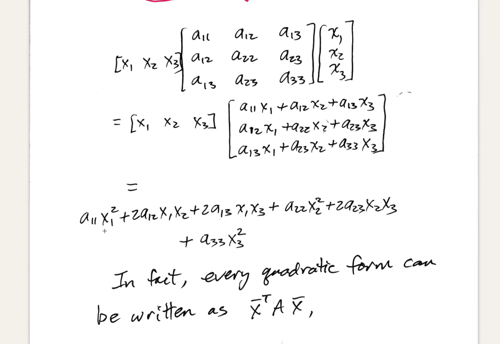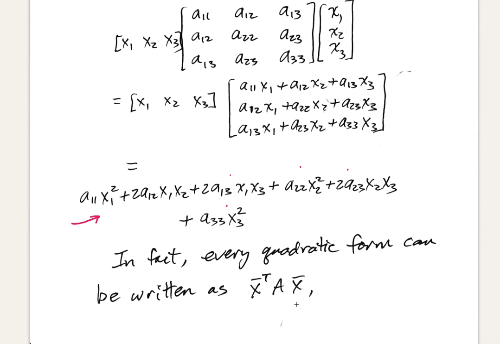a11 x sub 1 squared, 2 a sub 1,2 x1 x2, 2 a sub 1,3 x1 x3, a sub 2,2 x2 squared, 2 times a sub 2,3 x2 x3, plus a sub 3,3 x sub 3 squared. Notice that any quadratic form in 3 variables could be written this way. This is just completely general here.